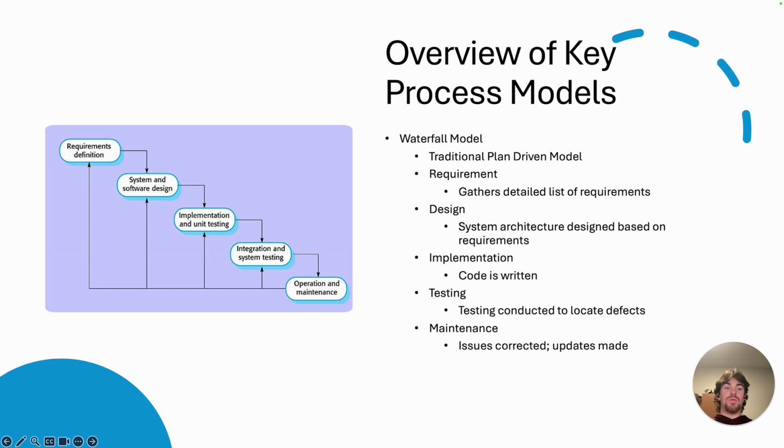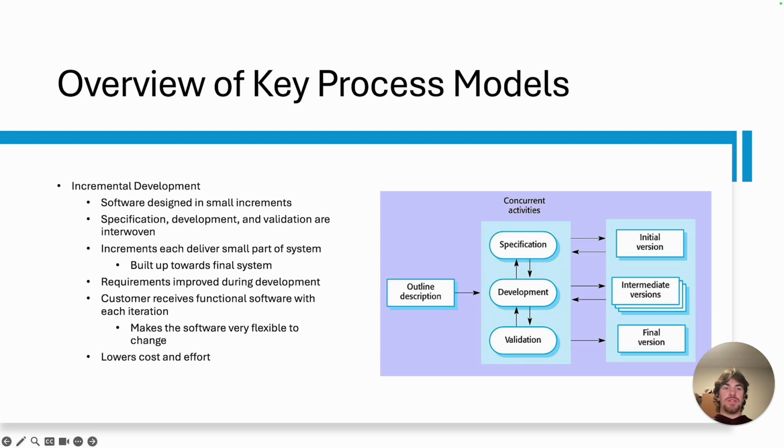Because it's sequential, once it's started, it has a hard time adapting to change. Next up, we have incremental development, which is an agile approach. It takes a much different approach than the waterfall method. It's developed and delivered in small, manageable increments rather than as a complete product in a single phase.